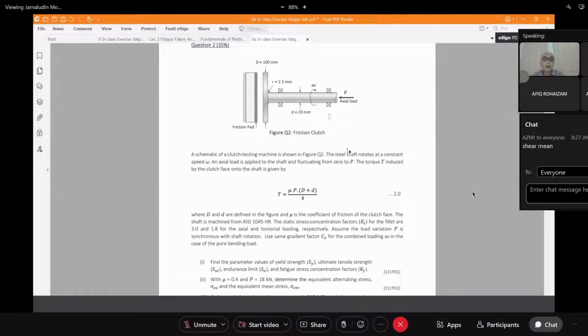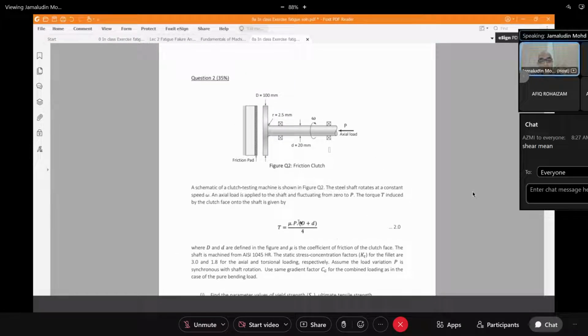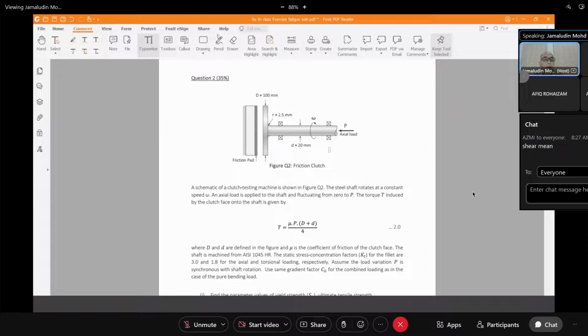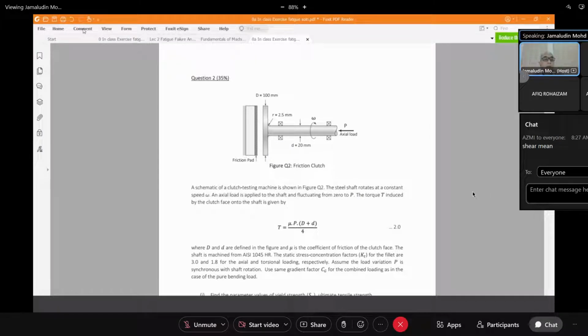Right, eh? All right, a schematic fatigue testing machine is shown in figure Q2, eh? Always Q2 because it's taken from the exam. The steel shaft rotates at constant speed omega. That means it's rotating. And the loading is applied, that means there is a P here. There's a value, a force P applied here, because for the clutch you need a certain force, that means value P. And the torque induced based on that P, there will be a torque as a function of P. Right? There will be a torque as a function of P.